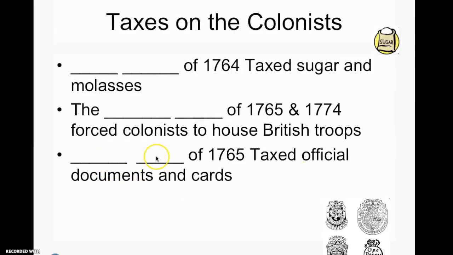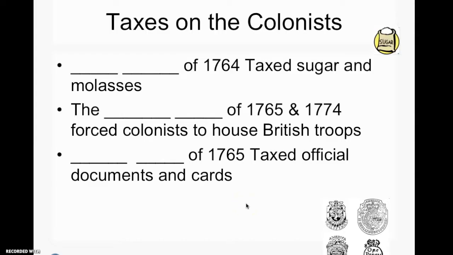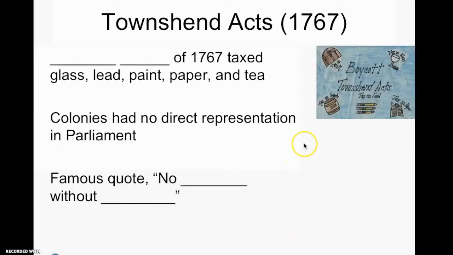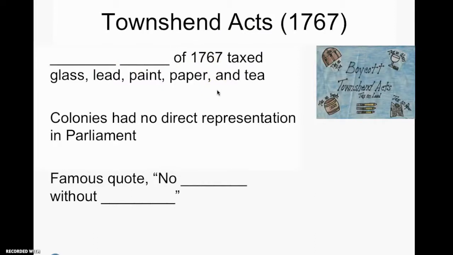The Stamp Act of 1765 taxed official documents and cards. So examples would include newspapers, pamphlets, licenses, legal documents, playing cards, and things like that. The Townshend Acts of 1767 taxed glass, lead, paint, paper, and tea.